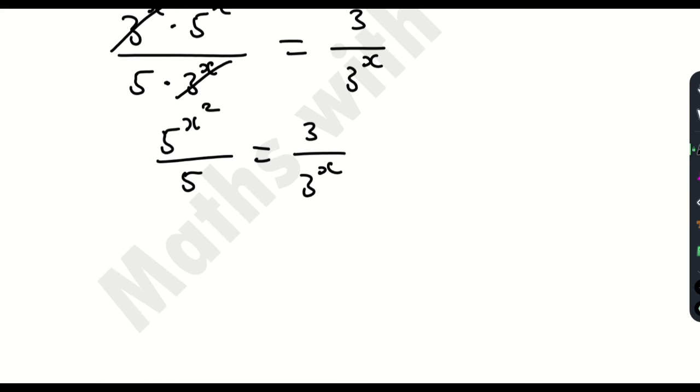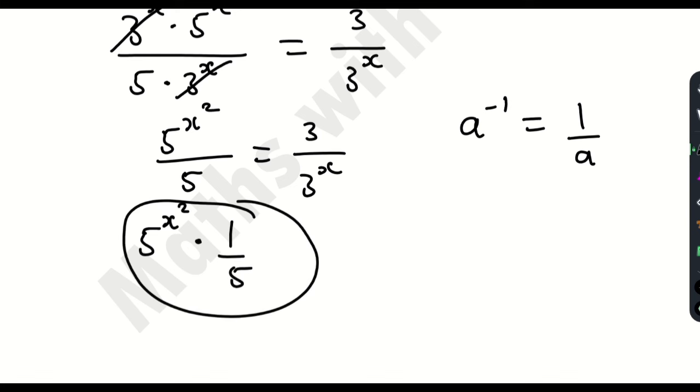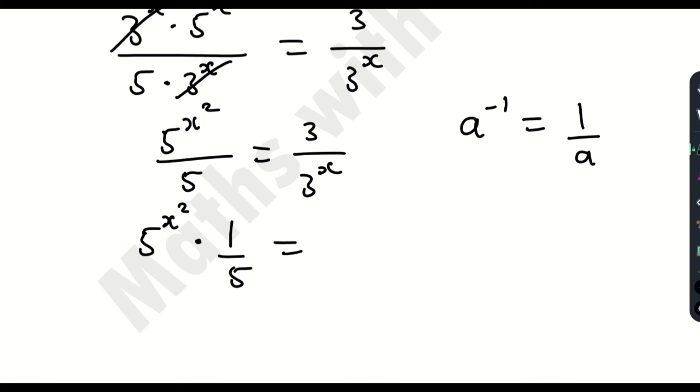So from one of the laws of indices, from the negative index law, if you have, say, a raised to the power negative 1, this is also what? 1 over a. So that's the same thing I'm going to apply here. Now watch this. I'm going to rewrite this as 5 raised to the power x squared times 1 over 5. Remember, if you multiply this, you get this back. So I just rewrote the fraction. I'm going to do the same thing on the right hand side. So this will be 3 times 1 over 3 raised to the power x.